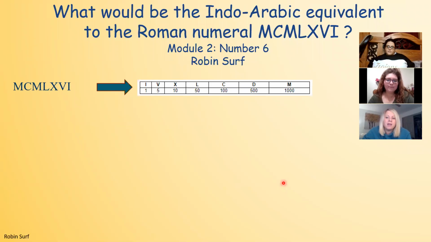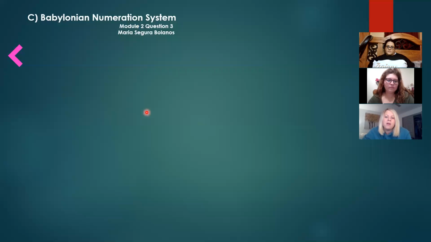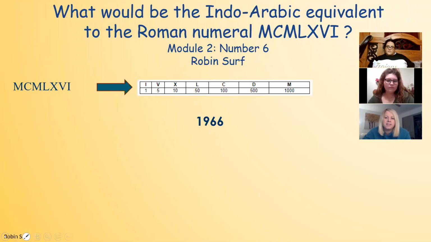We can see that MCM will be equal to 1900. So the L represents 50. So from there, the answer is at least 1950 something. And the last part of the Roman numeral is XVI. So we need to take the 50 from the L and add 10 plus 5 plus 1. And that answer is equal to 66.